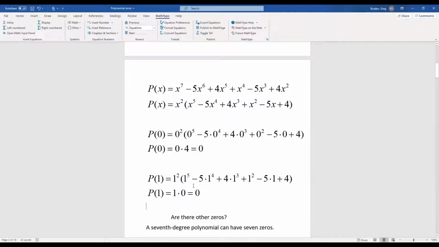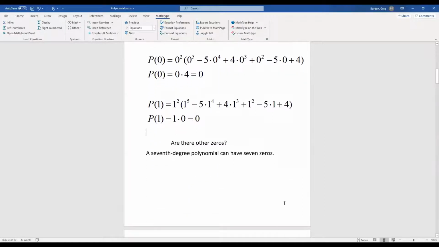If we look at p of 1, it's a similar story, but in this case, 1 is x, so we have 1 squared times this thing here: 1 to the 5th minus 5 times 1 to the 4th, plus 4 times 1 to the 3rd, plus 1 squared, minus 5 times 1 plus 4. Anyway, all of that stuff turns out to be just 0. 1 minus 5 is negative 4, plus 4 is 0, plus 1 is 1, minus 5 is negative 4, plus 4 is 0. So in terms of these two factors, p of 1 is 1 times 0, which is 0.